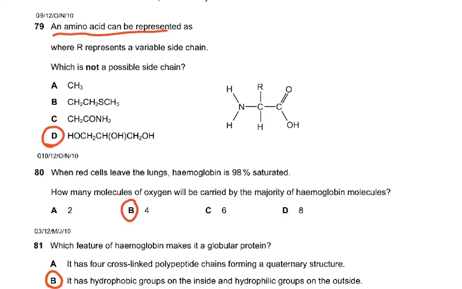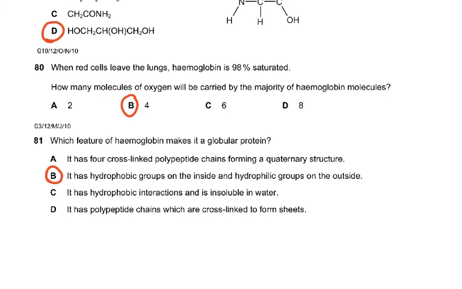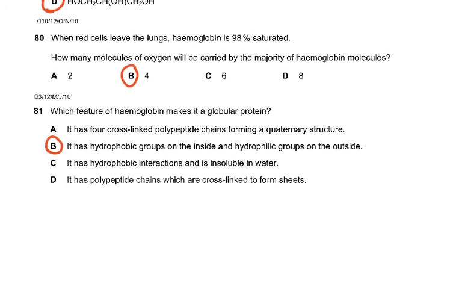An amino acid can be represented as shown, where R groups are a variable side chain. Which is not a possible side chain? So the answer to that was D, that is not a possible side chain. 80. When red cells leave the lungs, hemoglobin is 98% saturated. How many molecules of oxygen will be carried by the majority of hemoglobin molecules? 4. 8 atoms. 4 molecules, 8 atoms. 81. Which feature of hemoglobin makes it a globular protein? The hydrophobic R groups are on the inside and the hydrophilic groups are on the outside.